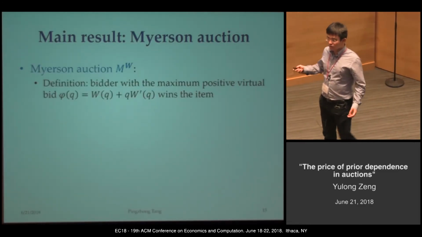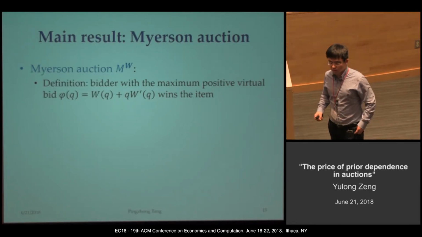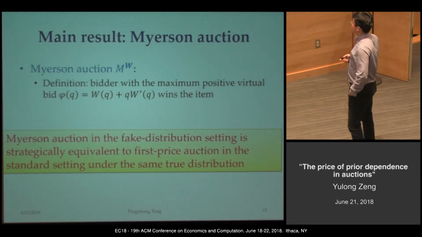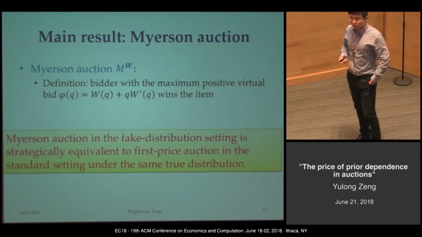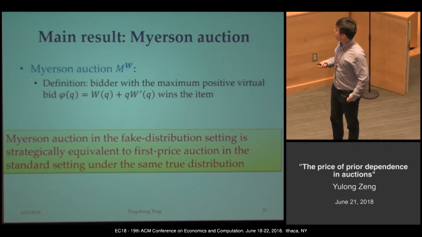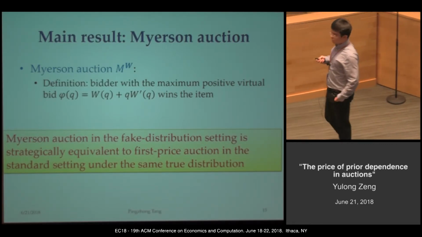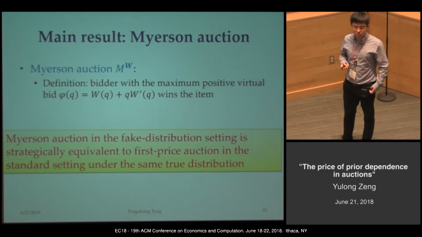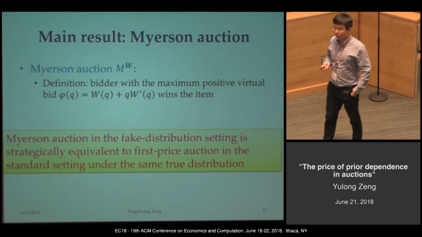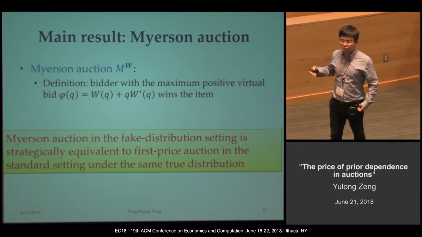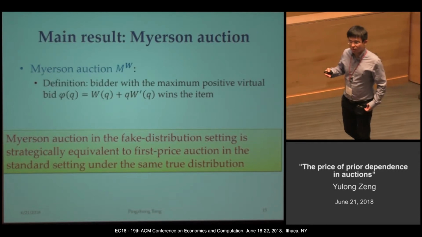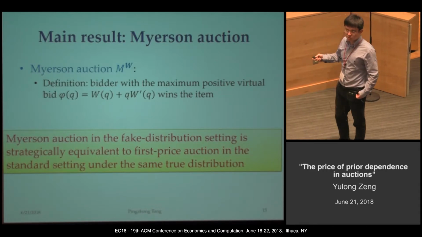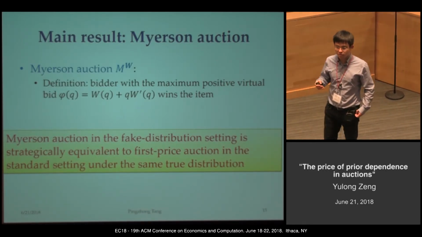Myerson auction is defined as choosing the bidder with the maximum positive virtual bid. And the main theorem says Myerson auction in the fixed distribution setting that I just described is strategically equivalent to first price auction in the standard setting and the same true distribution. Okay, so this is consistent with the previous example I just described, right? Okay? So notice that this is strategic equivalence.